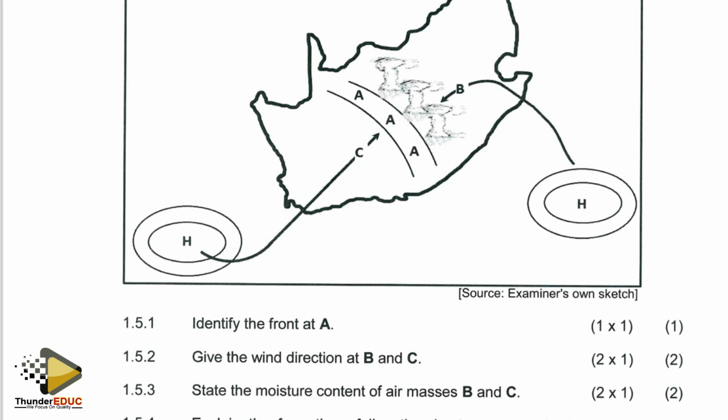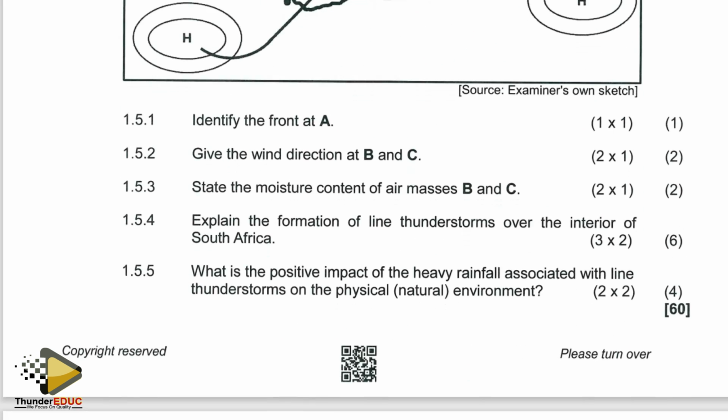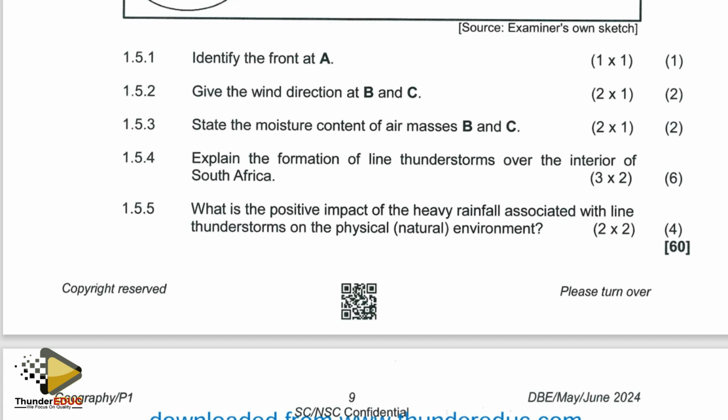So when you are comparing the moisture content here, we are saying the winds which are coming from B will be moist or humid. And this one coming from this side will be dry. So it's humid, moist from B, and it's dry from C. Right, explain the formation of line thunderstorms over the interior of South Africa.